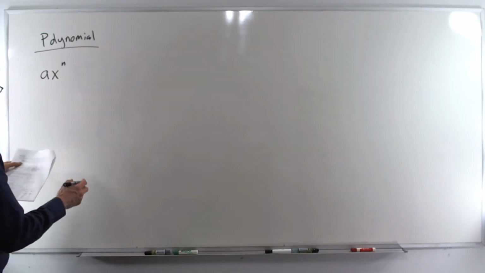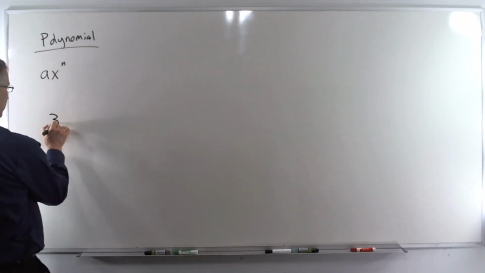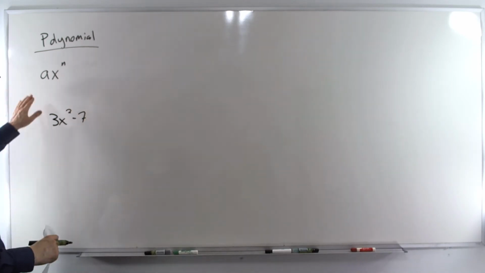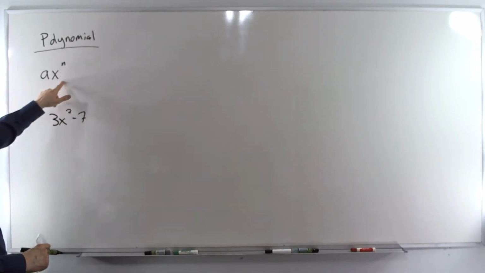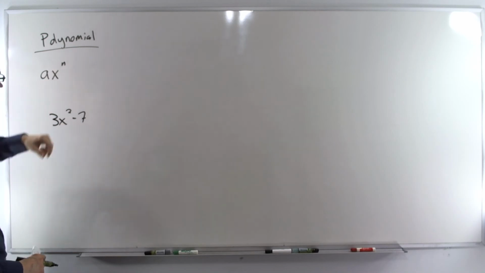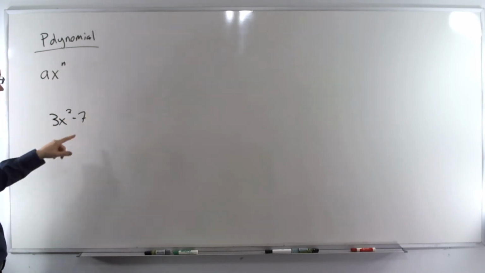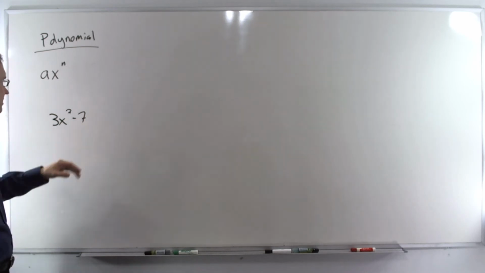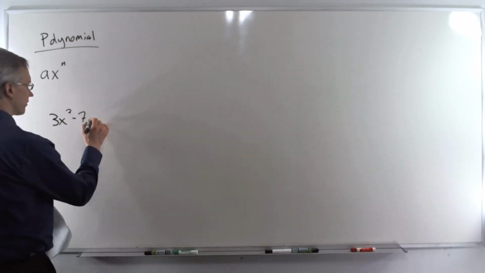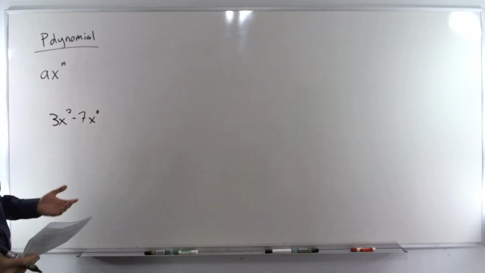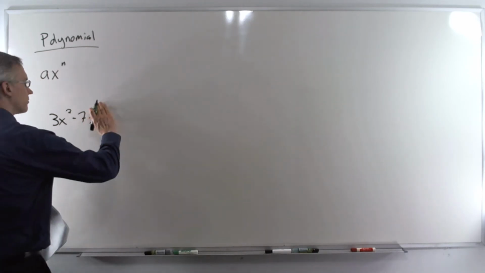So some examples of polynomials, we've got things like 3x squared minus 7. You may have a string of these, and they all have a different exponent on the x. So here we've got 3x squared, and we can have constants. It's okay to have 7 there, because you can consider 7 to be 7 times x to the 0 power. Anything to the 0 power is 1, so that's still 7. We don't write that part.